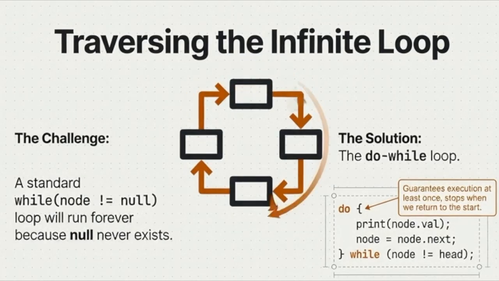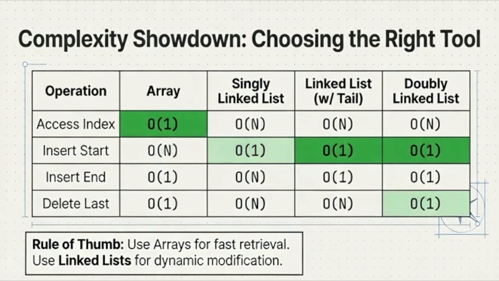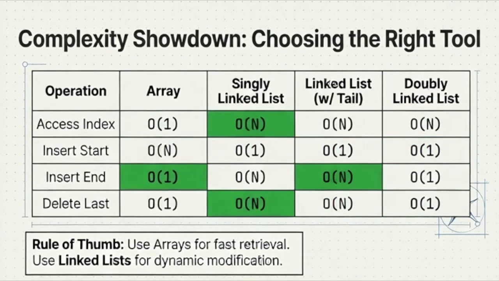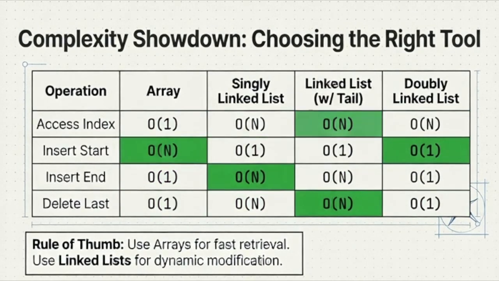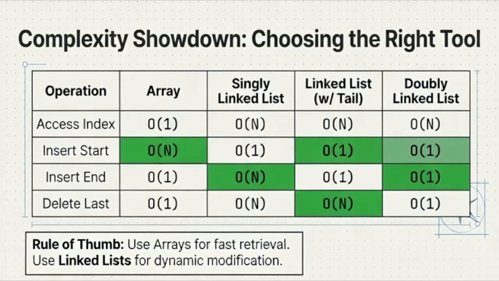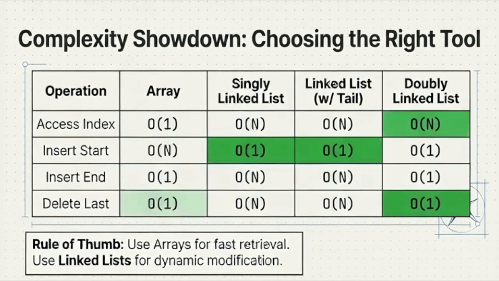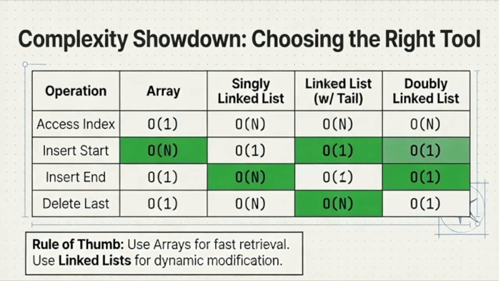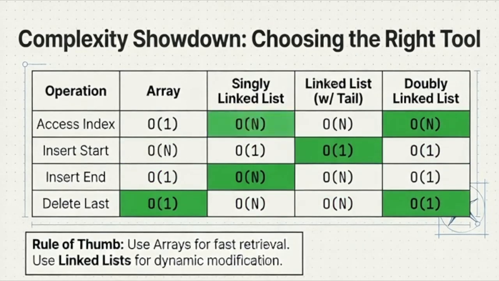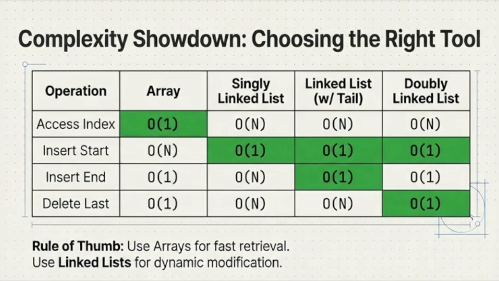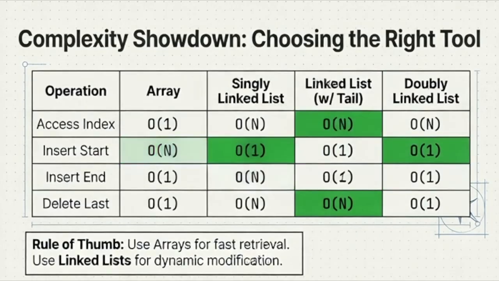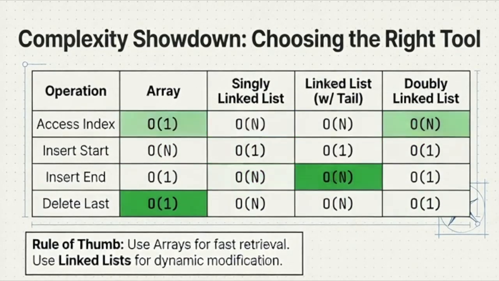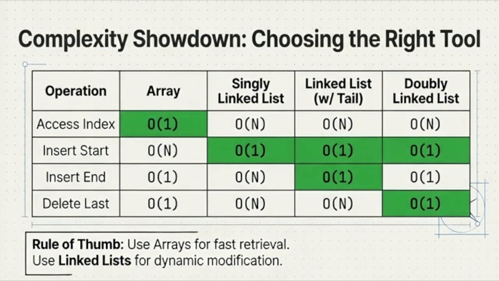So which should you choose? Let's look at the stats. Accessing an index, arrays are king, big O(1). Linked lists are slow, big O(N). If you are inserting at the start, linked lists are king, big O(1). Arrays struggle, big O(N). Rule of thumb, use arrays for fast retrieval like reading data. Use linked lists for dynamic modification, adding and removing data constantly.